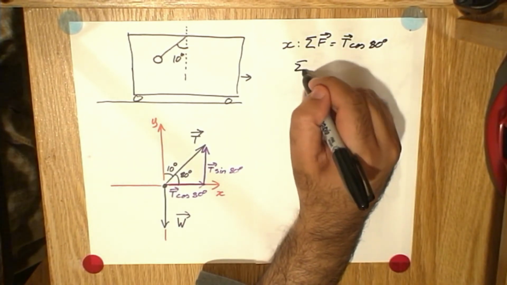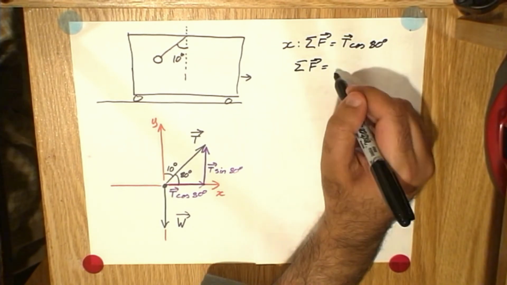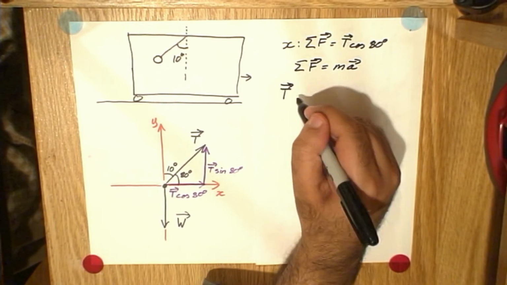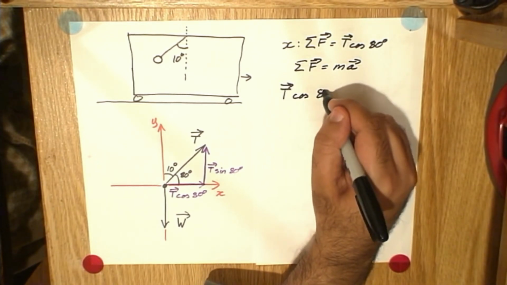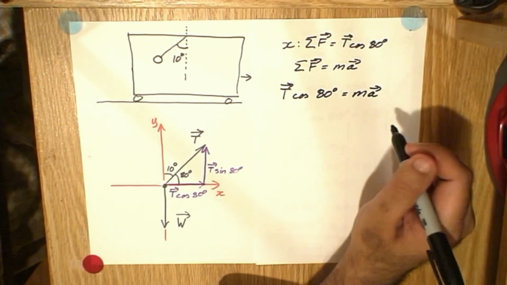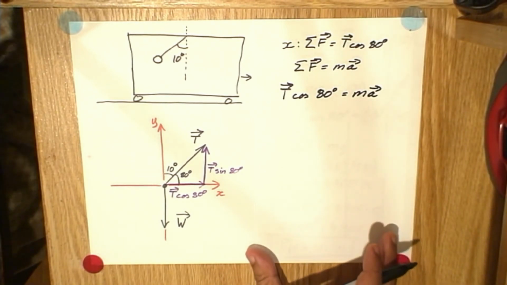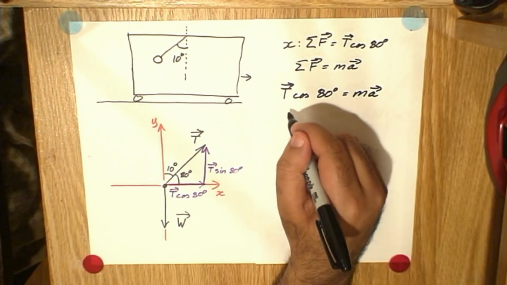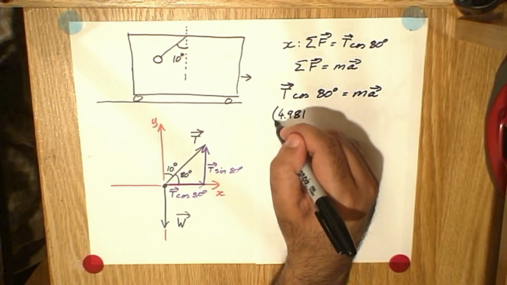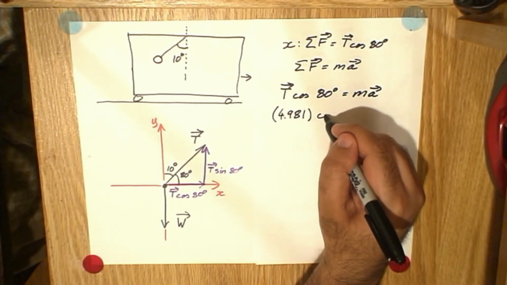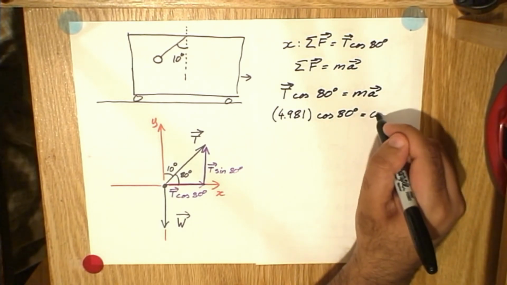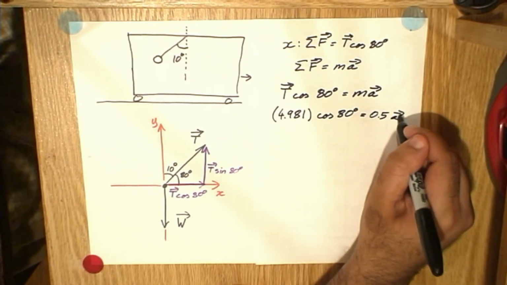But, again, Newton's second law. Total force is equal to mass times acceleration. Therefore, tension times the cos of 80 degrees is equal to mass times acceleration. Now, the tension is 4.981 newtons. We calculated that just a moment ago. Times the cosine of 80 degrees is equal to the mass, 0.5, times the acceleration.